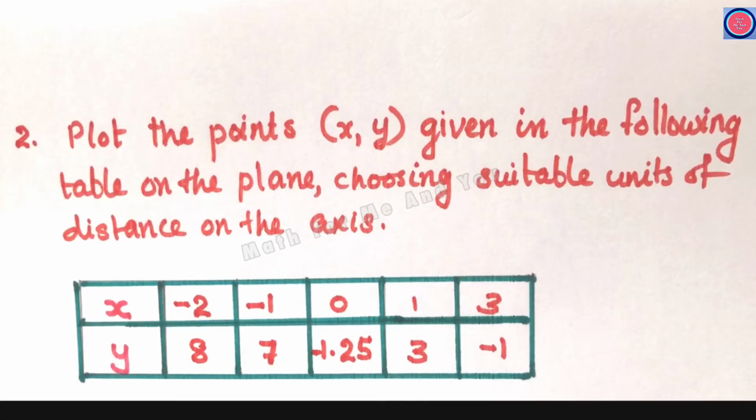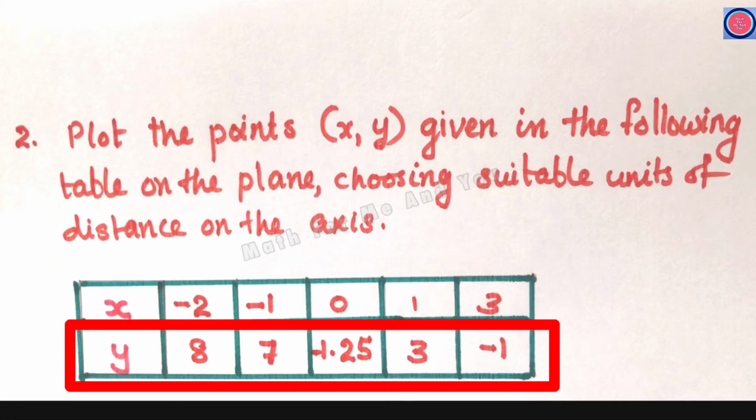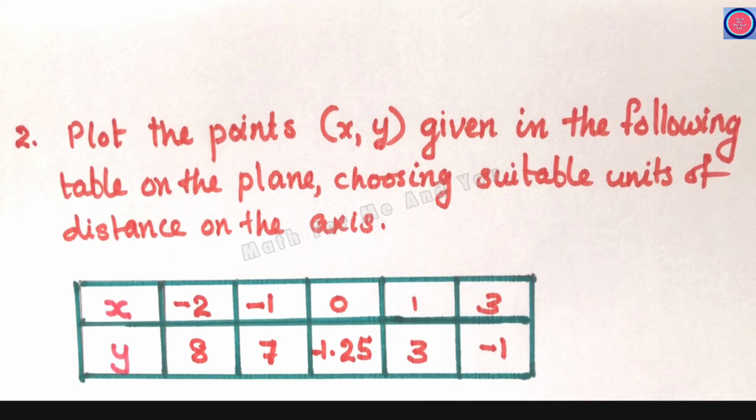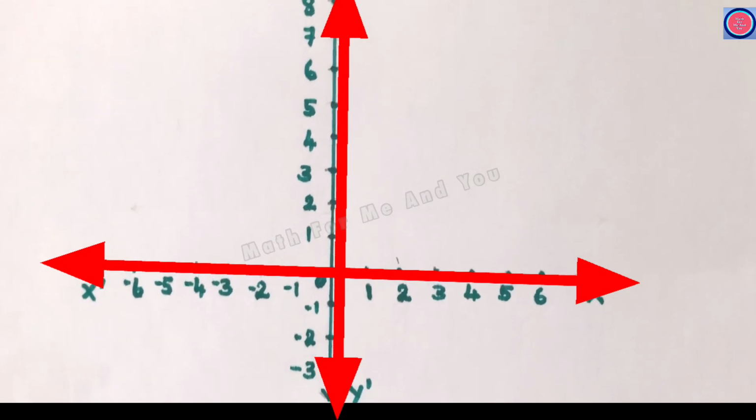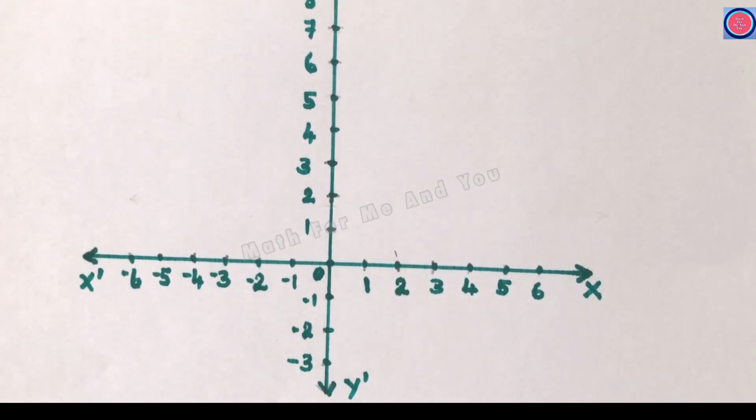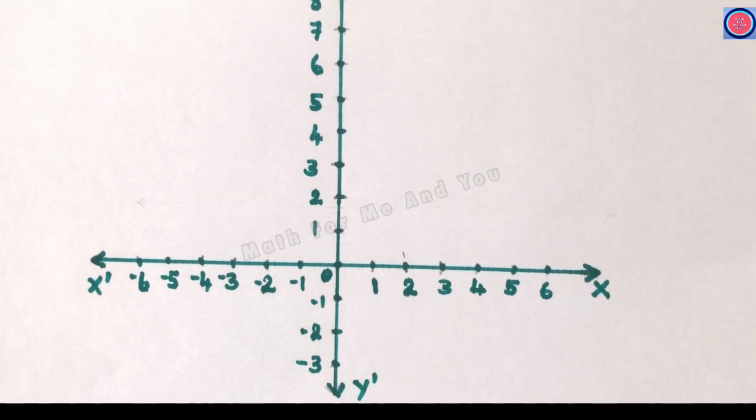Question 2 is, plot the points (x, y) given in the following table on the plane, choosing suitable units of distance on the axis. That means we can see here the points given as a table with x numbers and y numbers. We have to plot them on the coordinate plane. Draw the two axes, x-axis and y-axis, and mark numbers with equal distances on both these axes.